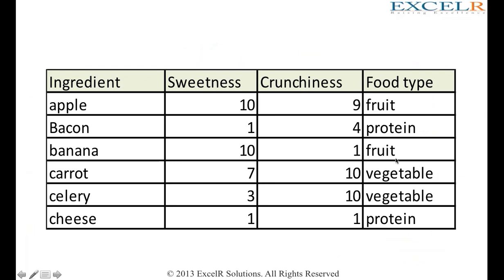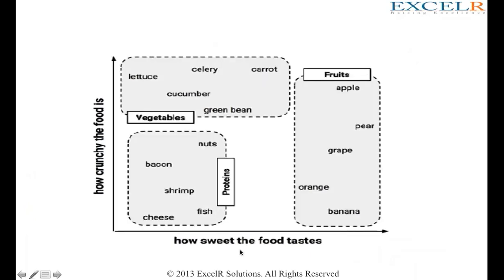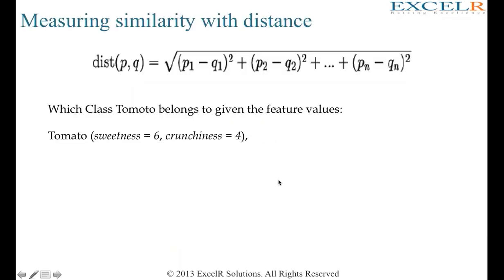Now, if there is a new ingredient altogether, I'm trying to plot it on a 2-dimensional space, sweetness on the x-axis and crunchiness on the y-axis. If you plot it and try to cluster, you get to see that when it comes to fruits, sweetness is high, and when it comes to proteins, sweetness is less. In that way, you get some information. Now, say there is a new ingredient, tomato. To which class are we going to assign this? Would you assign this to vegetable or fruit or protein? How do you do that?